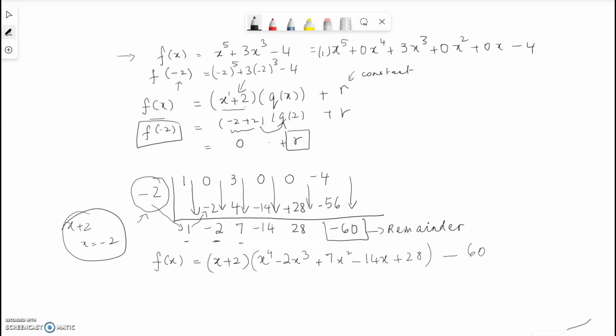Okay, so now f of negative 2 makes this a 0. Anything multiplied with 0 is a 0. So we're left with a negative 60. Negative 60 is the value of the function at negative 2. So this is kind of a roundabout way of evaluating a function at negative 2 instead of simply plugging it in. But this helps us understand the process of division and how to write down a polynomial function using the remainder theorem.